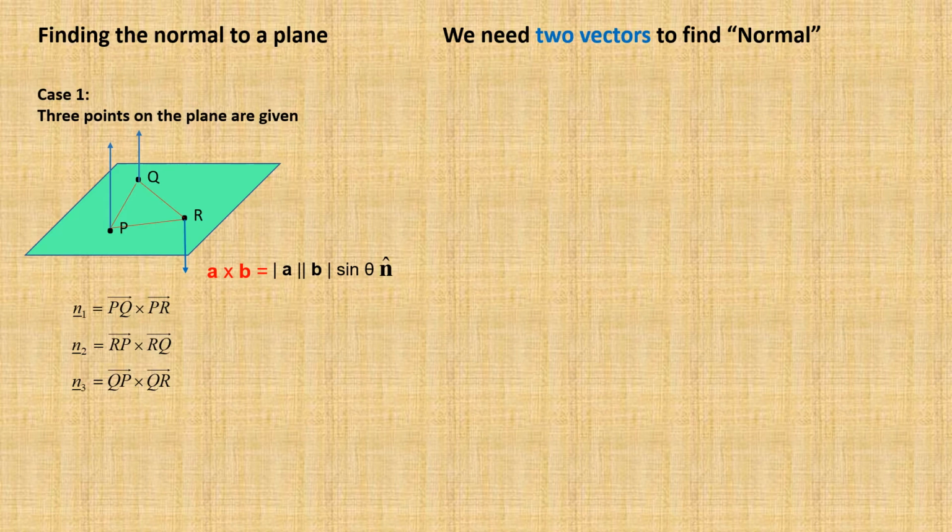So if these 3 points given are collinear, meaning all these points lie on a straight line, then the vectors are parallel. So the angle is 0. When it is 0, this cross product will produce a zero vector. So you cannot use these 3 points to find the normal if they are collinear.